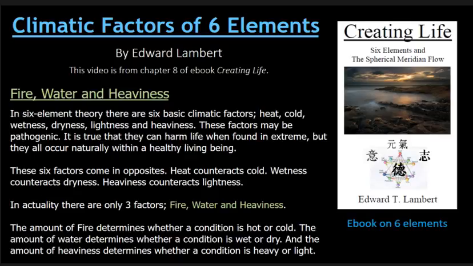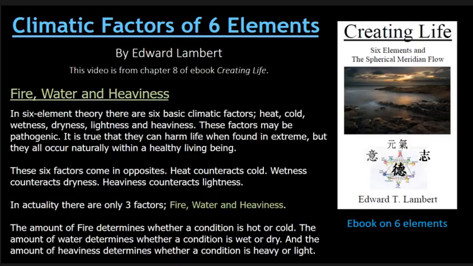In six-element theory, there are 6 basic climatic factors: heat, cold, wetness, dryness, lightness, and heaviness. These factors may be pathogenic. It is true that they can harm life when found in extreme, but they all occur naturally within a healthy living being. These 6 factors come in opposites. Heat counteracts cold, wetness counteracts dryness, heaviness counteracts lightness.